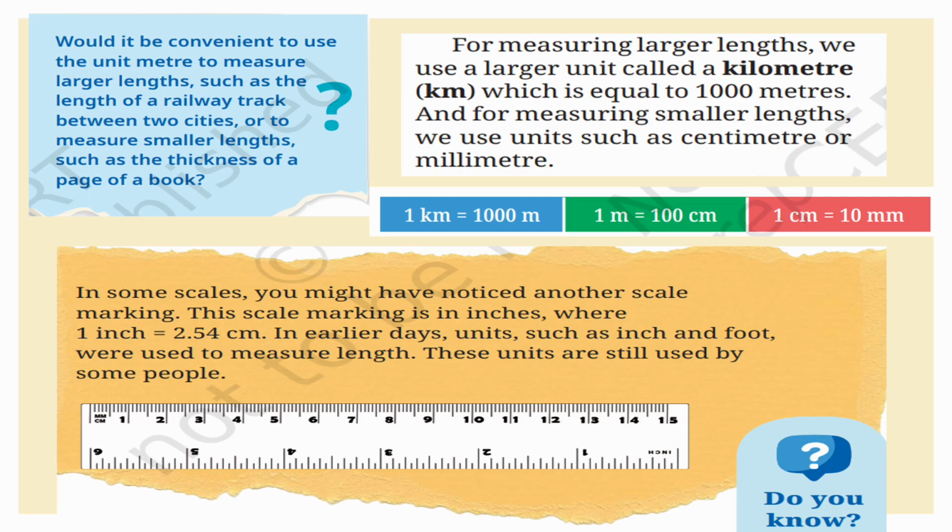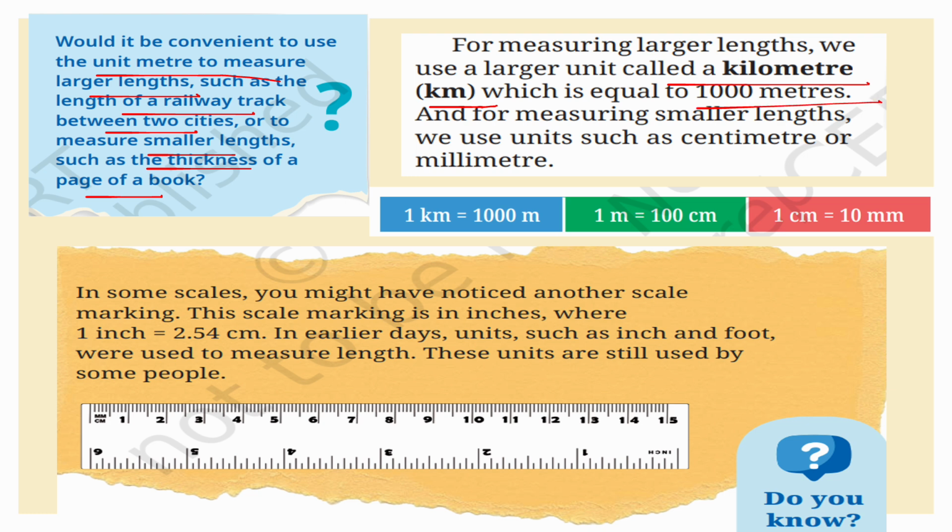Would it be convenient to use the unit meter to measure larger lengths such as the length of a railway track between two cities, or to measure smaller lengths such as the thickness of a page of a book? No. For measuring larger lengths, we use a larger unit called kilometer, km, which is equal to 1000 meters.